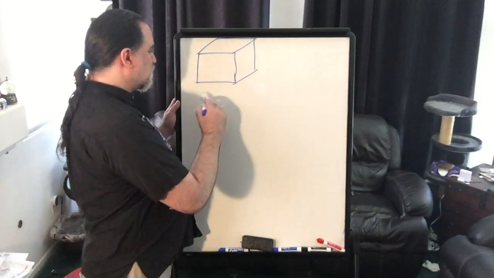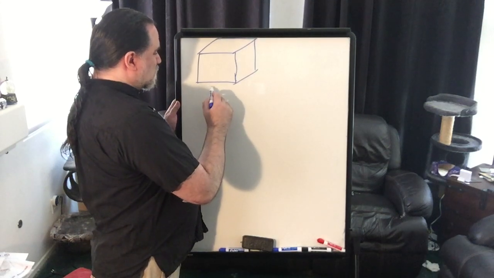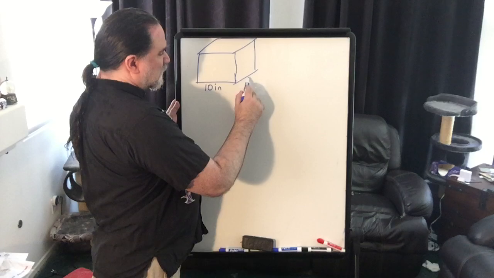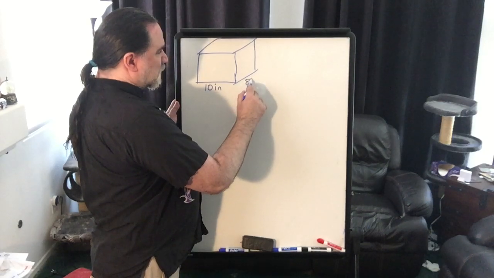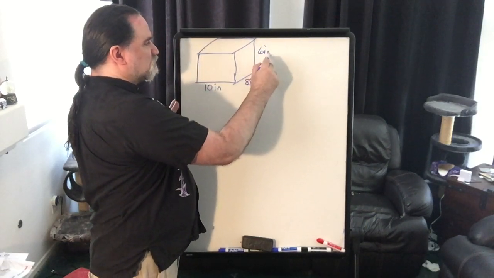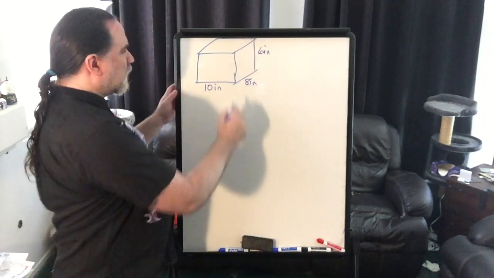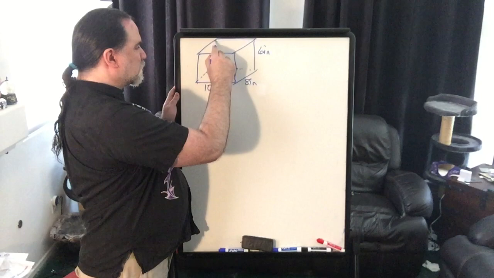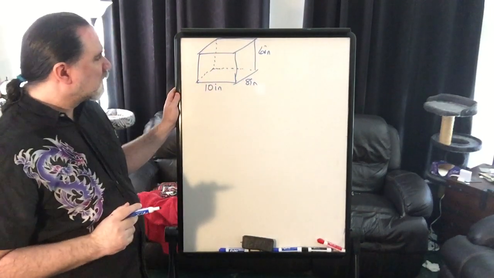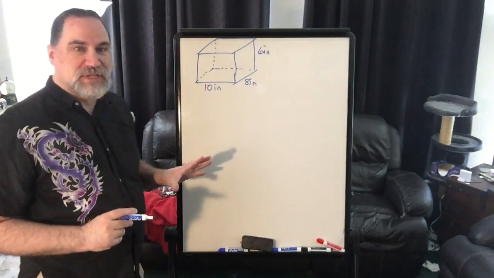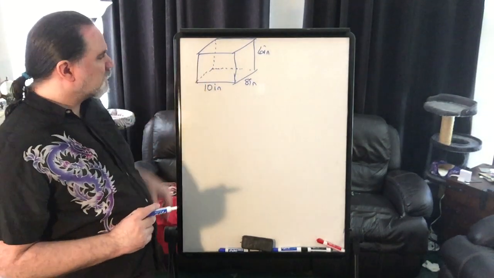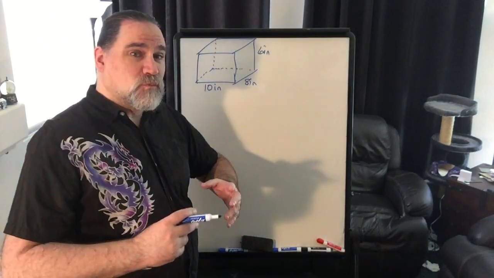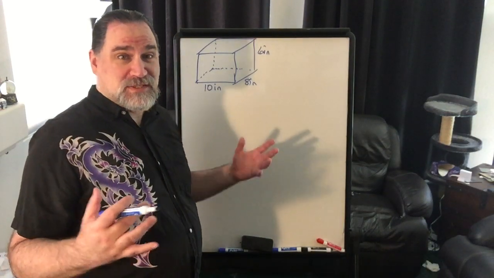So let's give ourselves some measurements. Let's make this 10 inches, we'll make this one 8 inches, we'll make this one 6 inches. Okay, and if we could, let's see if we can sort of give it a three-dimensional feel. There we go. Now you really see it as a box, 3D, where those are the different sides. Now, because it's a rectangular prism, we know that the base is a rectangle.